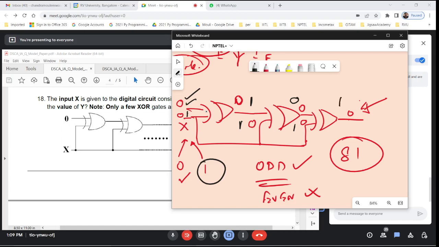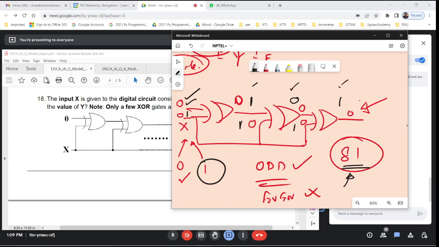Now what is the relationship between the number of gates and the output? If I have an odd number of XOR gates, I'll leave it as a home exercise: you put 2 more and then 5 XOR gates, and the behavior will be the same. It becomes 1 and then becomes 0, then it again becomes 1.